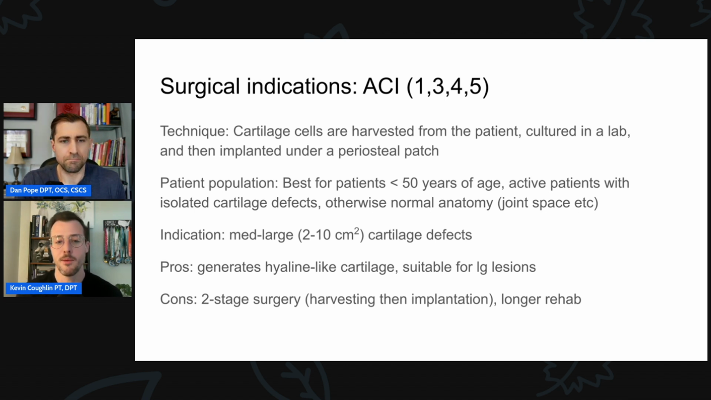The pro of this type of surgery is it generates the hyaline-like cartilage, and it's suitable for larger lesions, which is awesome. And you can generally return to a higher level of sport, which is good.